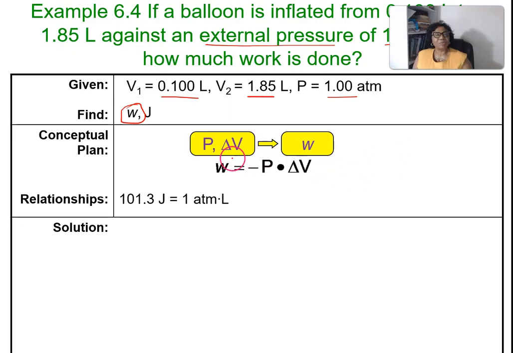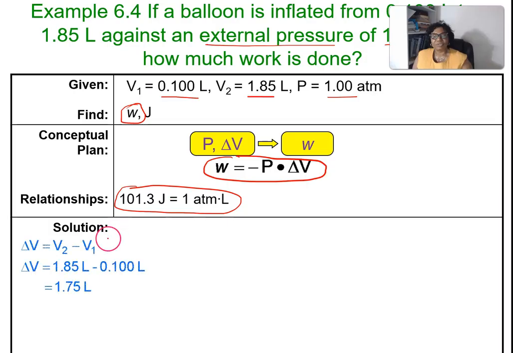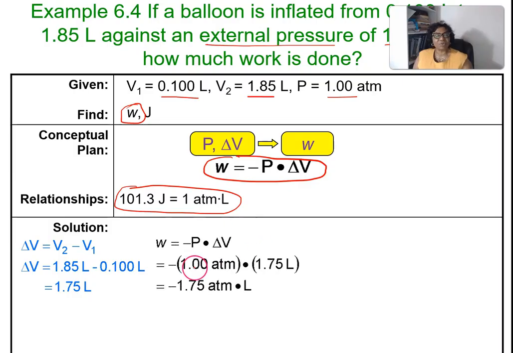We know that W is minus P times the change in volume. This is just our conversion, converting joules to liter atmosphere. Our V2 is 1.85 liters, our V1 is 0.1, so our change in volume is 1.75 liters. We got this already. And our pressure is 1 atmosphere. So W is minus 1.75 times 1, which is atmosphere liter.